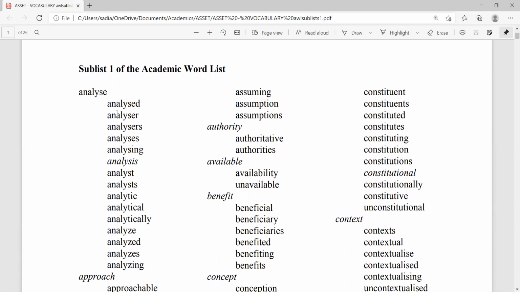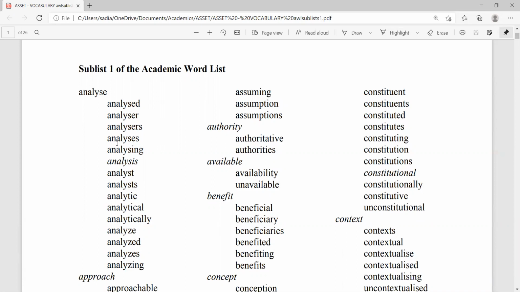Analyzer. R is added. Analyzer means a person who analyzes. It is an analyzer. Only an R is added. So you make a note of the inflections that are added over here. Analyzers, the same word but s is added, so it is a noun form, but plural.